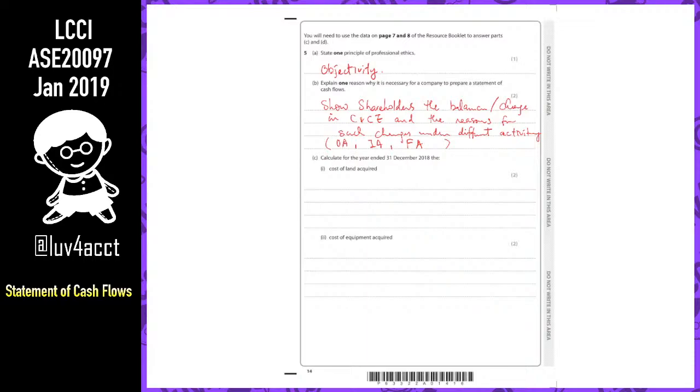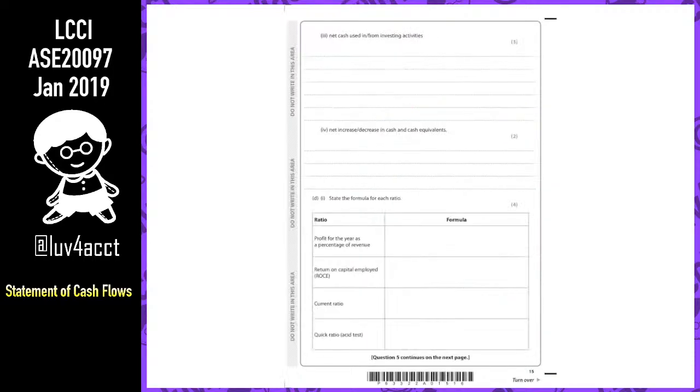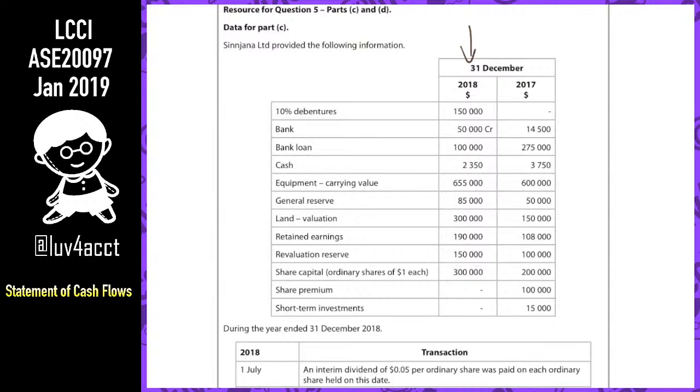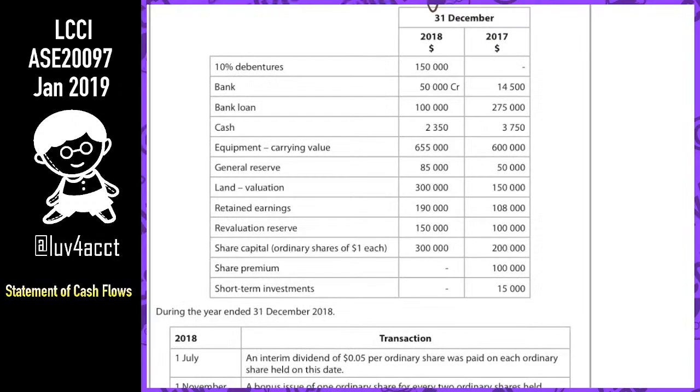Okay, again, what do we need? Cost of land acquired, cost of equipment acquired, investing activities, and also cash and cash equivalent. So given to us debentures, bank, cash. Is there any short-term investment? Yes. So we can deal with our last question first. Here there's bank, cash, short-term investment.